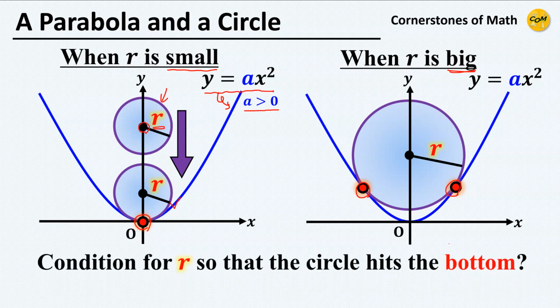Our main question is this. What is the condition for radius r such that the circle can hit the bottom of the parabola, like the first case? In order to address this question in the most efficient way, let us think about this problem from a different perspective.